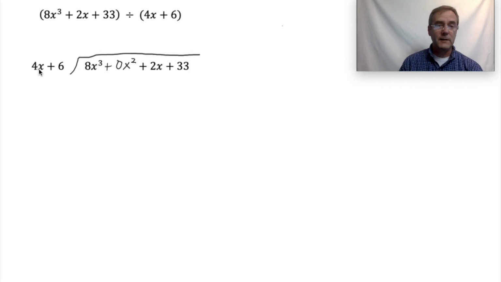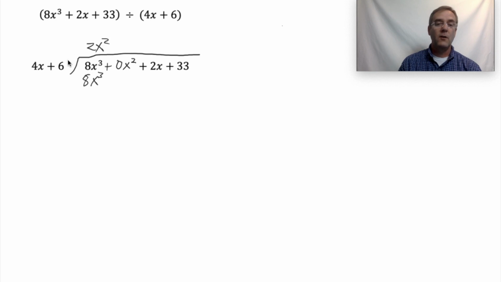We'll start by only looking at the 4x and asking how many times does 4x go into 8x cubed? 4x times what makes 8x cubed? Well, 4 times 2 is what you need to make 8. And something times x makes x cubed, there must be an x squared. 2x squared is the first term of our quotient. So we're going to take that first term and multiply it down into the 4x. But we will also multiply it into the 6 at the same time. 2x squared times 4x makes 8x cubed. Of course it does. We chose that on purpose.